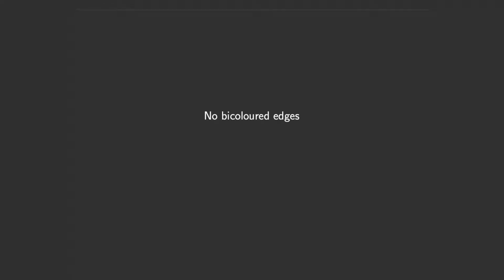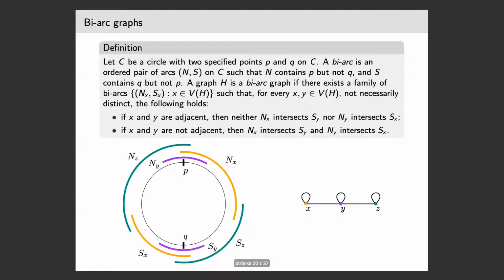Let me first focus on the case of no bicolored edges in HP. For this, I will need the definition of bi-arc graphs. Let C be a circle with 2 specified points P and Q on C, which we call poles. A bi-arc is an ordered pair of arcs N and S on C, such that N contains P but not Q, and S contains Q but not P.